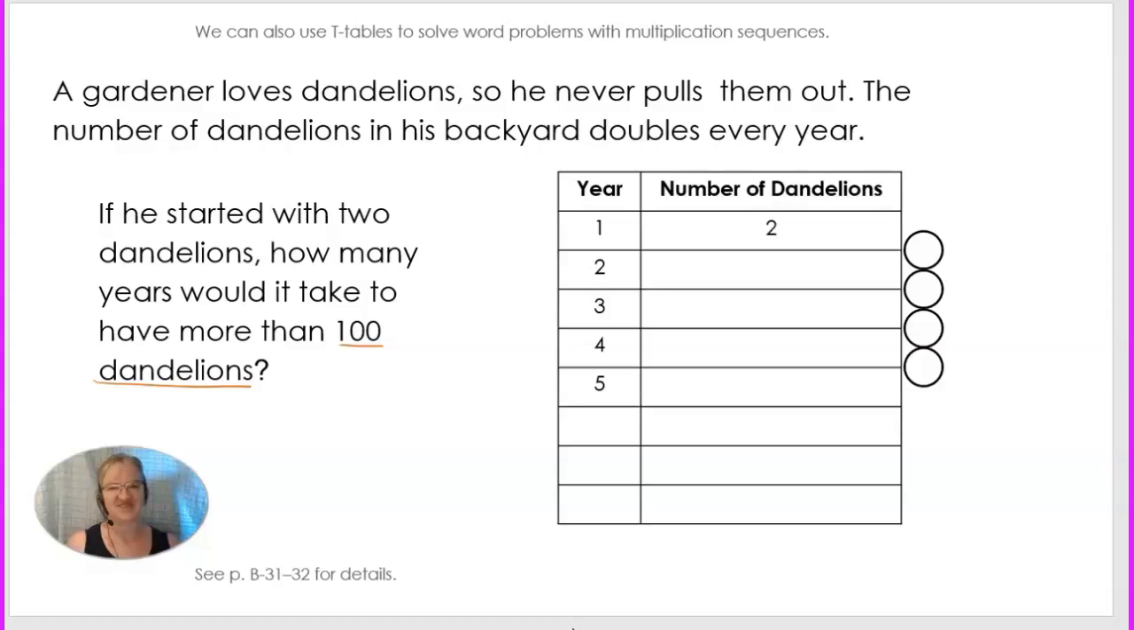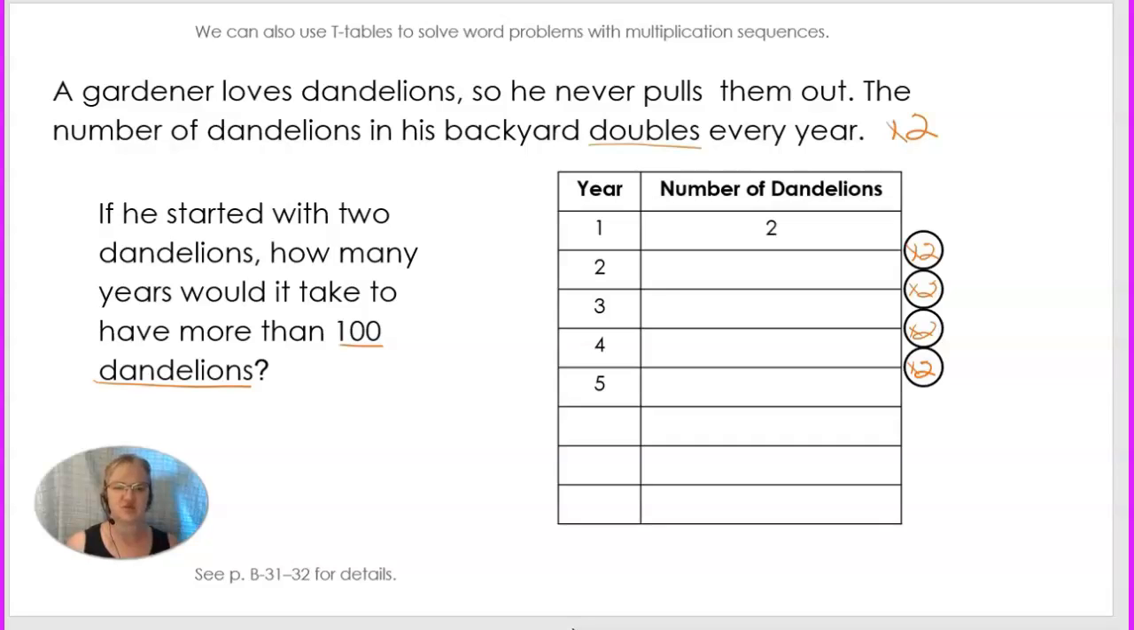Let's find out. So if the number of dandelions doubles each year, what does it mean if it doubles? What do we need to multiply by? Yep, we know that if it doubles, that means we multiply by 2, right? So that's what's going to go into our little circles over here, times 2 and times 2. Let's stop there for now and see how far we get.